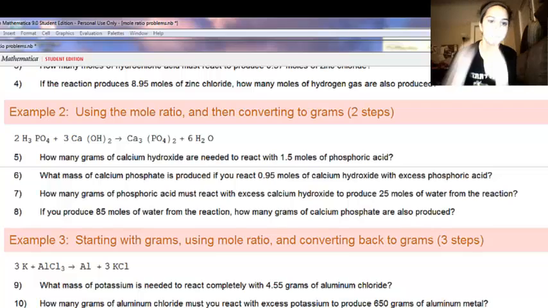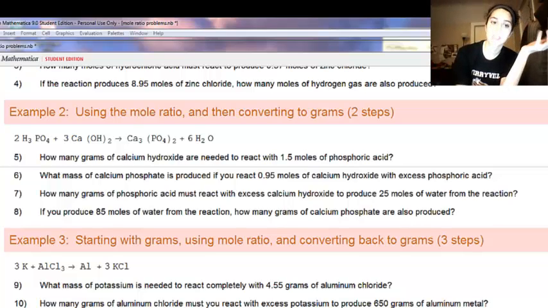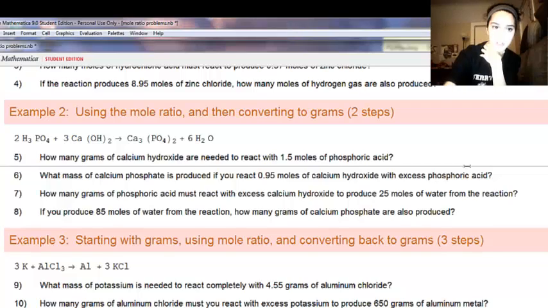So, let's begin. Number 1 says: how many grams of calcium hydroxide are needed to react with 1.5 moles of phosphoric acid? As always, we start with our balanced equation, which I have given to you, because I'm super nice and you guys are the luckiest students ever. Once we have that, we can start our problem.